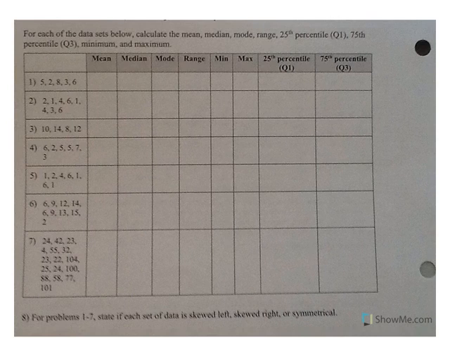All right, so this is the skills practice for the mean, median, mode, range, min, max, 25th, 75th percentile, and then how is your data skewed? And we're going to do all 7 of these. Now, I'm not going to go into great detail on all of them.